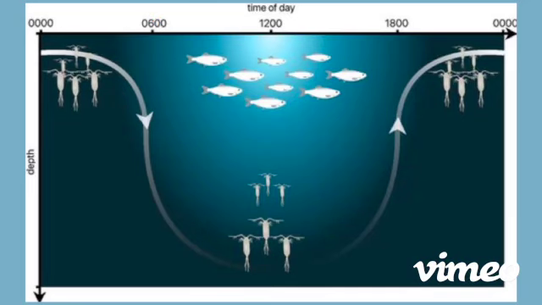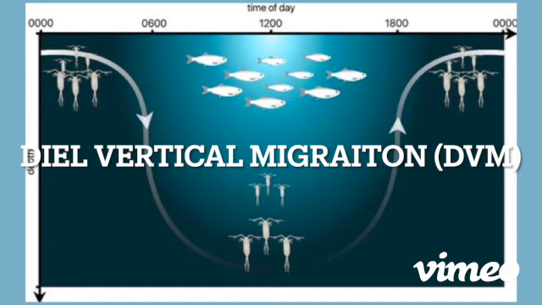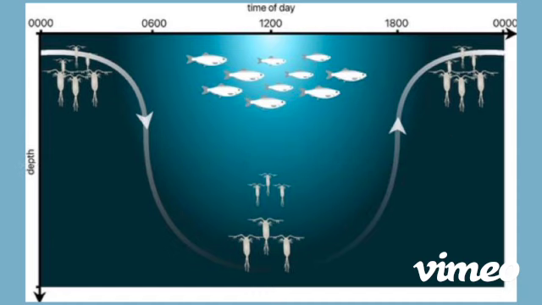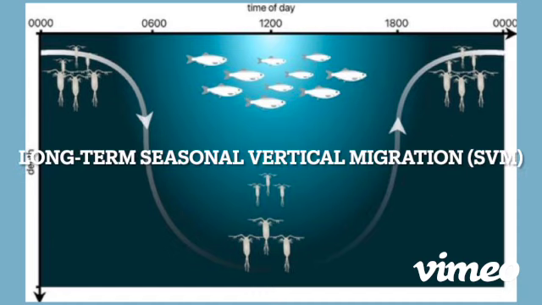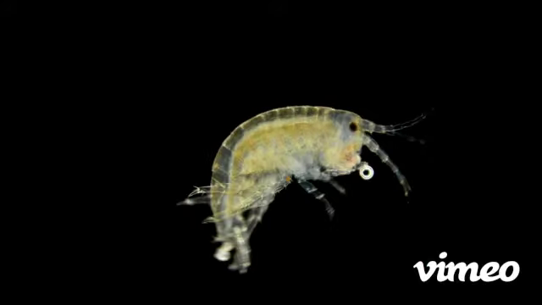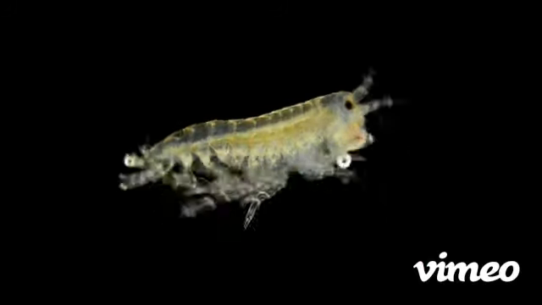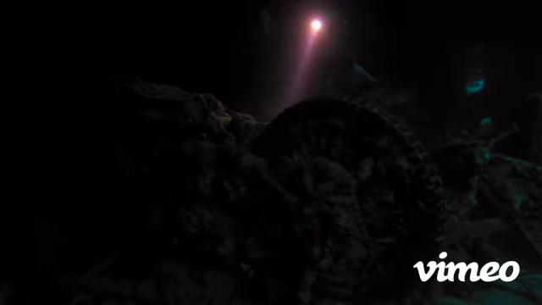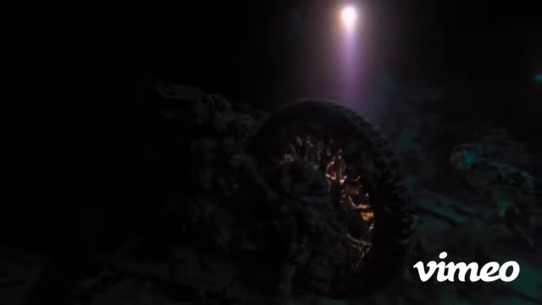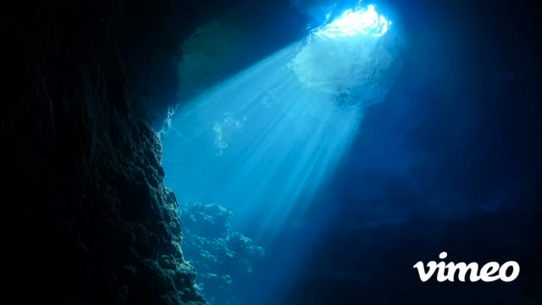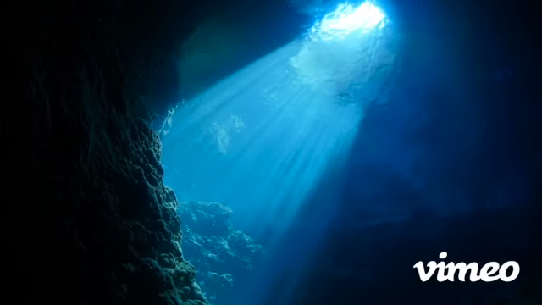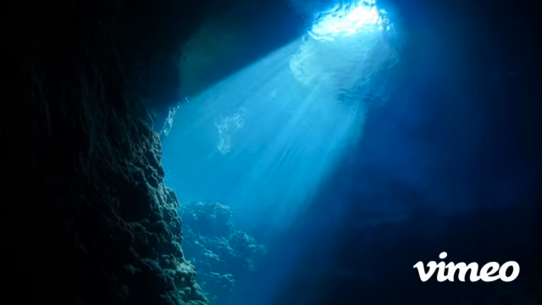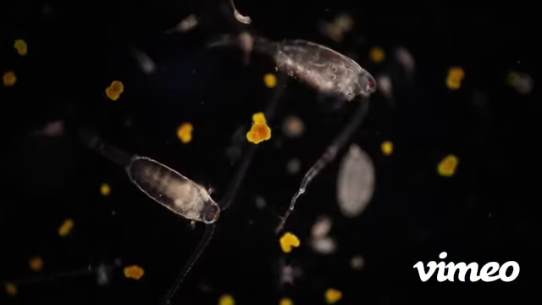Short-term daily vertical migration is known as diel vertical migration, or DVM, while long-term seasonal vertical migration is known as SVM. Zooplankton are prime examples of organisms that undergo diel vertical migration. Zooplankton move to deeper waters during the day where there is low visibility in order to avoid predation, but at night they move to shallow food-rich waters since light-dependent predators are at a disadvantage.